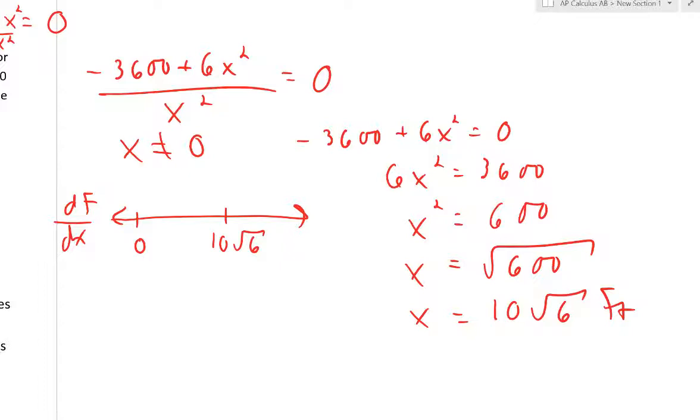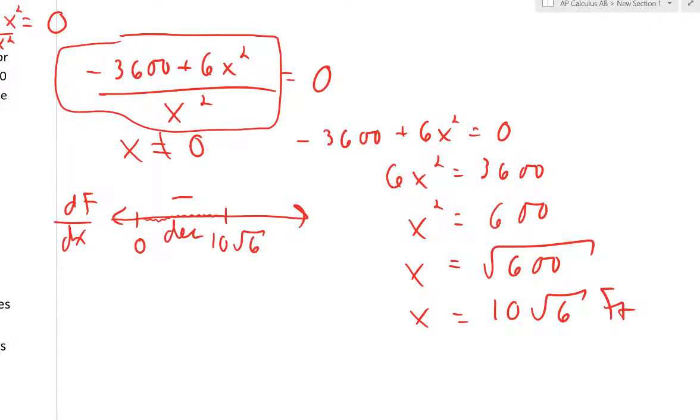But to plug in a number less than it, I'm just going to plug in like 1. If you plug 1 into this derivative, you're going to get back a negative number. You're going to get negative 3,600 plus 6, which is negative. So there's negative here, which means my amount of fence is decreasing as x increases from 0 to 10 root 6.